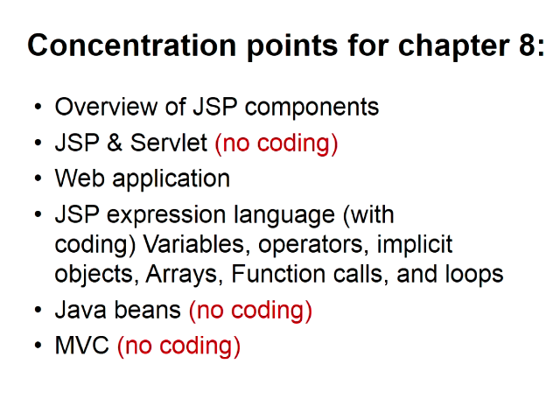So in this chapter we investigate JSP technology, and we say that JSP technology is a technology used to separate presentation from programming. After that, we compare JSP and servlet. What are the common points? What are the differences between JSP and servlet? Also, we define the meaning of a web application. We investigate also the JSP expression language, variables, operators, implicit objects, etc., function calls.